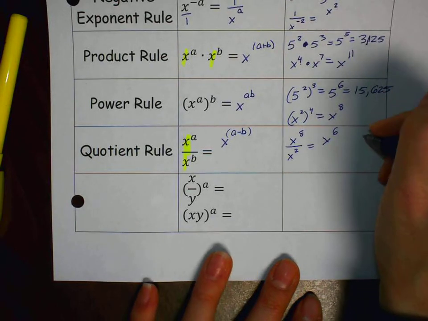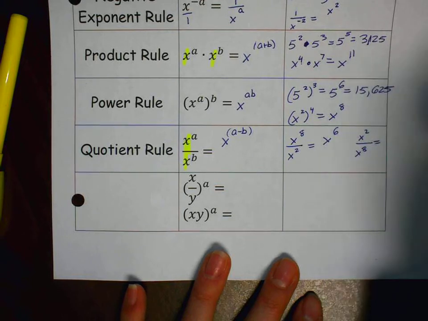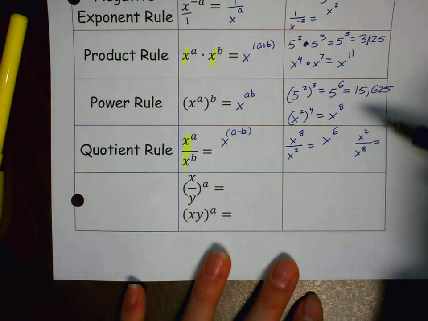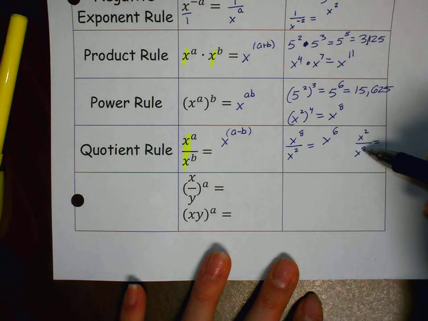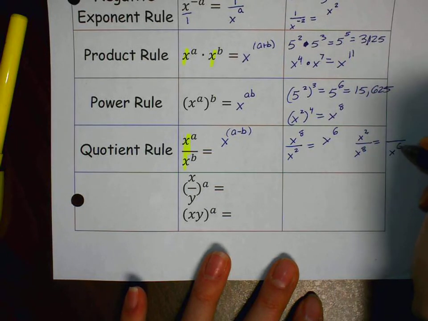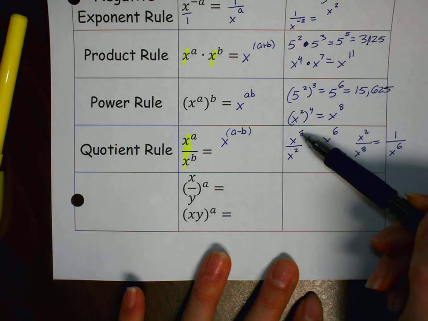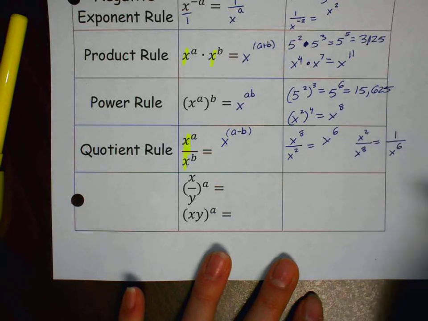So if I had something like x squared divided by x to the 8th, we're going to decide if the answer is on the top or bottom based on which exponent is bigger. So 8 is bigger than 2, so I know my answer is going to go on the bottom on this one. So 8 minus 2 is 6, and I have 1 over x to the 6. On the other one, my 8 was bigger and it was on the top, so I know the answer is going to be on the top. So again, no negative exponents.